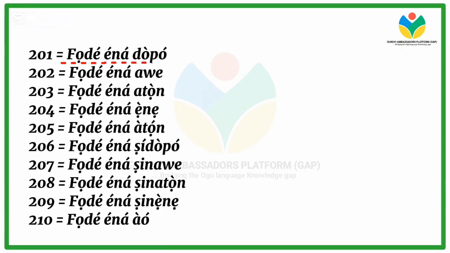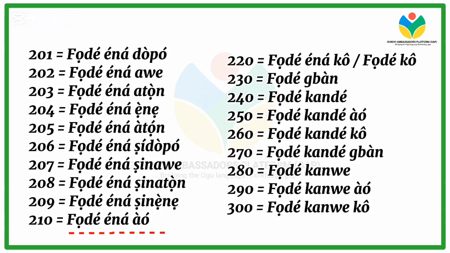201 is called Fode Na Dopo. 202 Fode Na Awe. 203 Fode Na Atan. 204 Fode Na Ene. 205 Fode Na Atan, like that until 210 Fode Na Ao. 220 Fode Na Ko. 230 Fode Na Gba or Fode Gba. 240 Fode Kande.